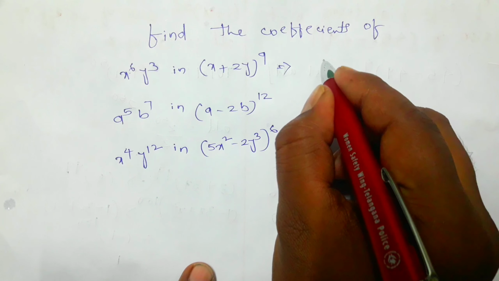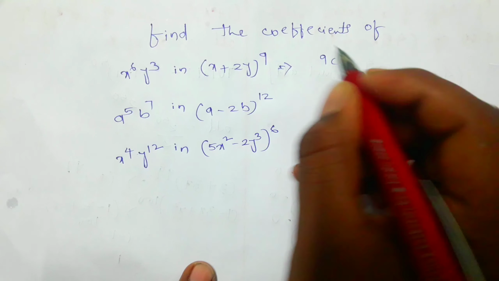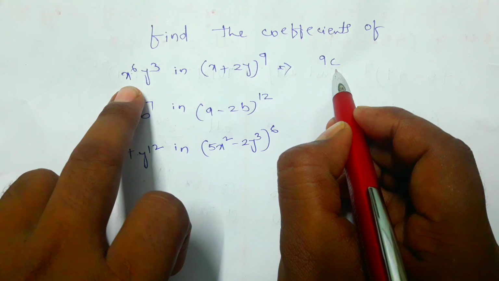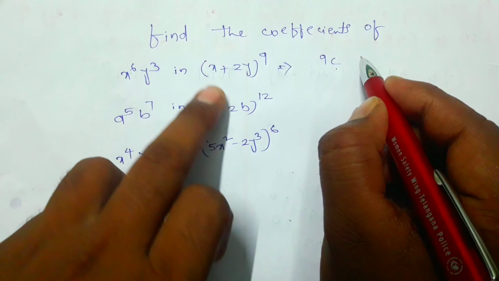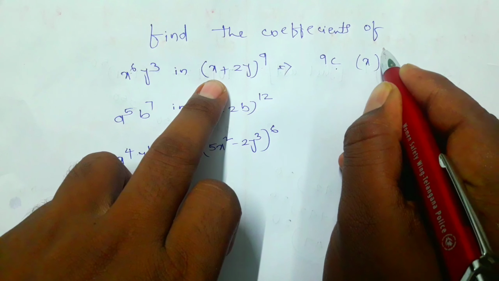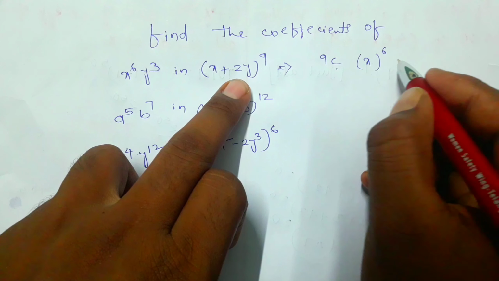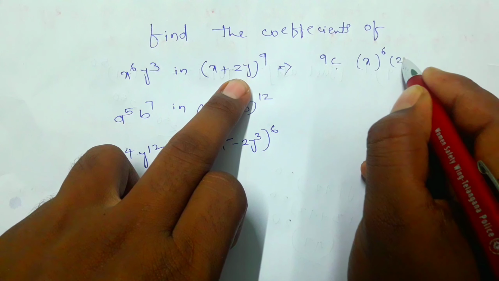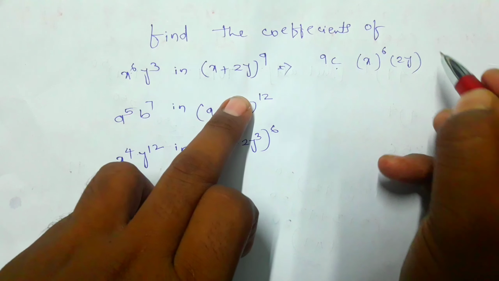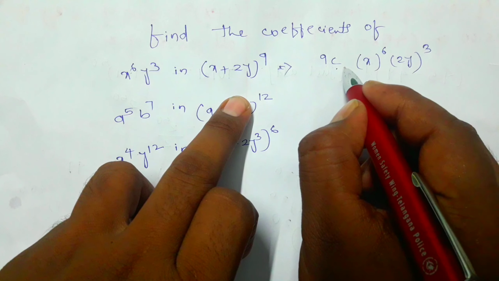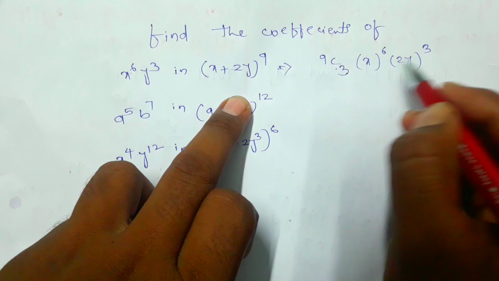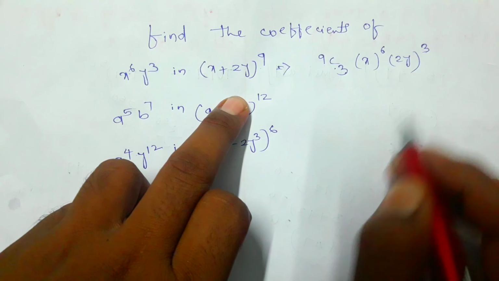Here first write 9c. Here power is 9, so first write 9c. Next what we required? x power 6 y power 3. So what is the first term? x. Write x as it is, write the power 6. Next what is the second value? 2y. The second value is 2y, and the power of y here is 3, so write 2y power 3. Next similarly here also write 3. The 3 is the power of the second term.